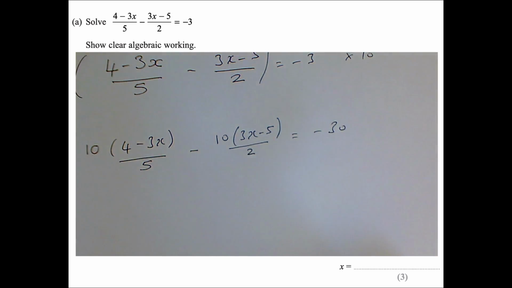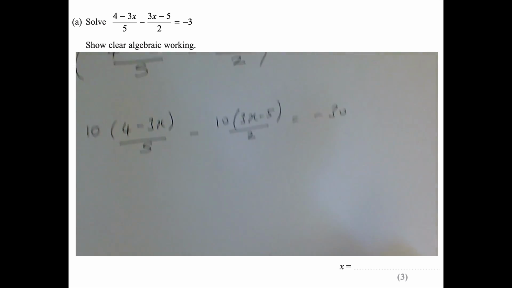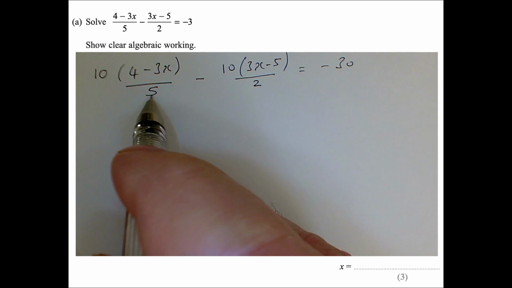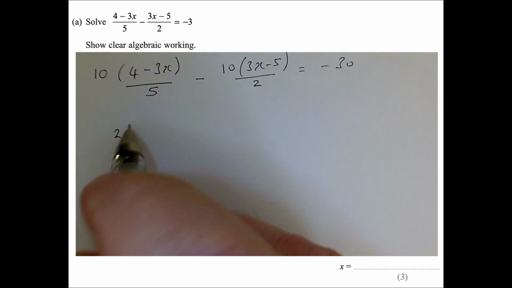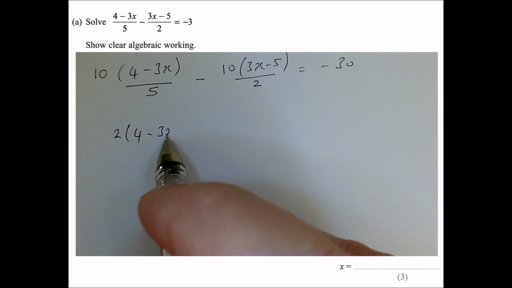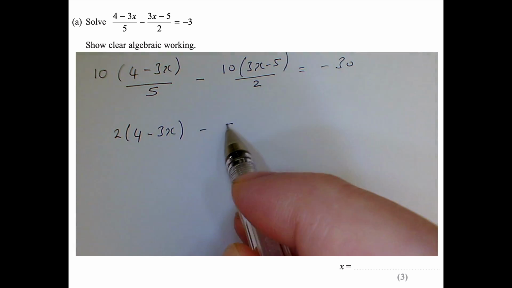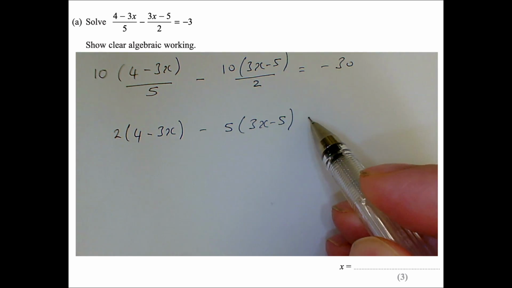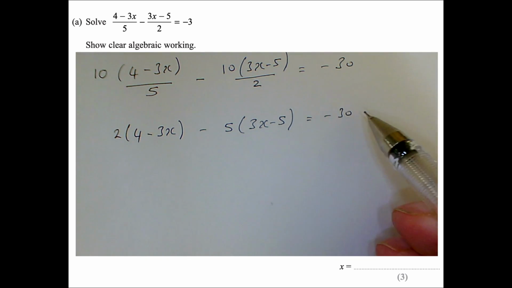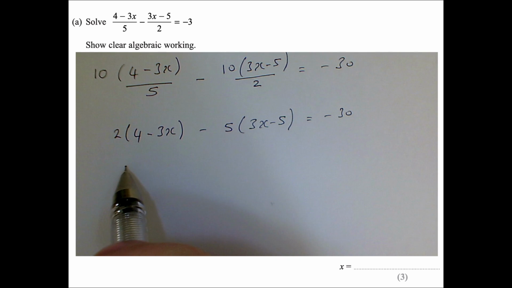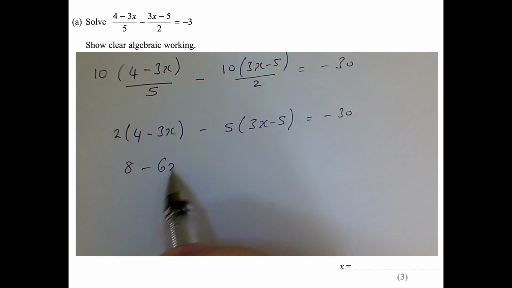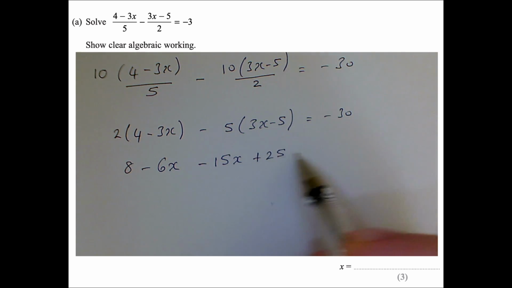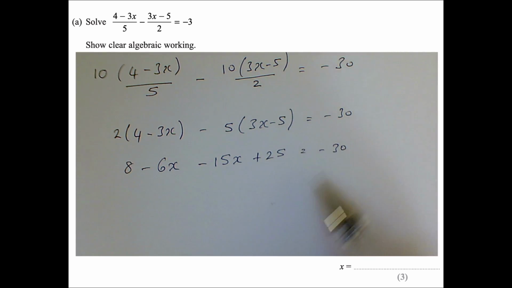And you can see that 10 divided by 5 is going to turn into 2. So I'm going to get rid of that denominator and the 10 and turn that into a 2 out of the bracket 4 minus 3x. And then I'm going to take away 10 divided by 2, which makes 5, which I'm going to multiply by 3x minus 5. And that's going to equal minus 30. And so multiplying through by 2 now, I'm going to get 8 minus 6x minus 15x plus 25. And that's going to equal minus 30.